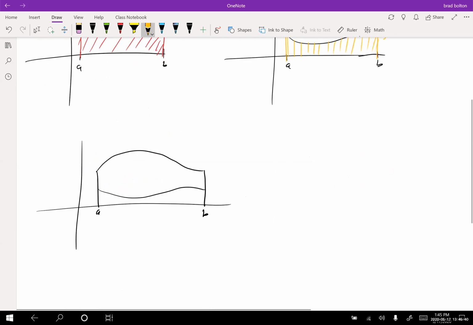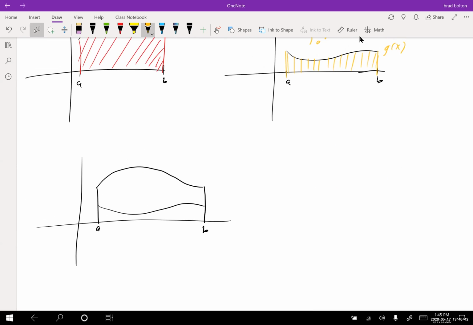However, what if we stack these two curves on top of each other? Oh, I messed everything up. Hold on, guys, real quick. So let's say we take those same two curves, but this time I want to know this area here. I want to know the area between the two of them.